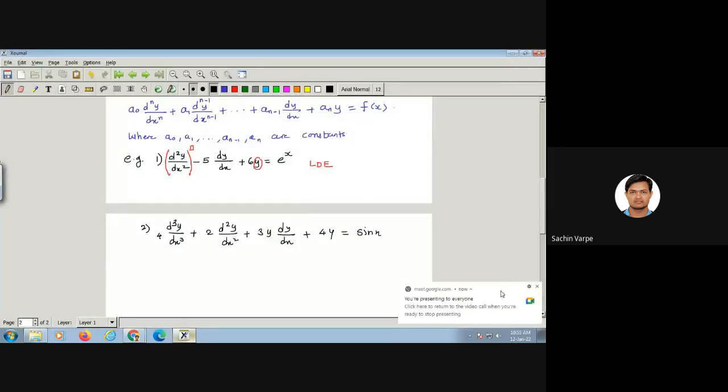Can you observe carefully what the definition says? It says there should not be a product of the dependent variable and its derivative. Here we have y and dy by dx in multiples. So this is not a linear differential equation, though the coefficients are constants, because there is a product of the dependent variable and its derivative. Clear? Clear to everyone?